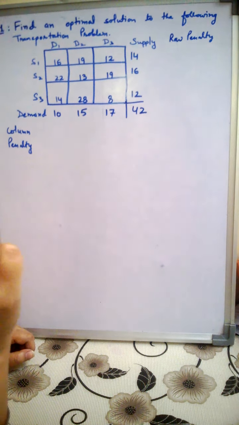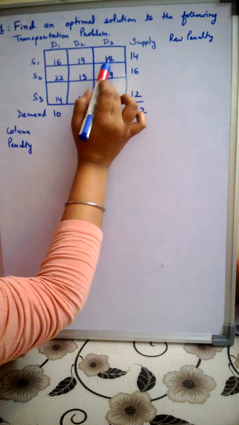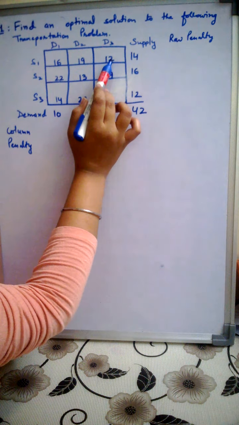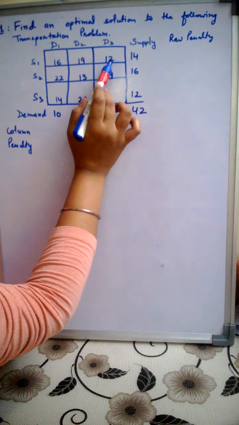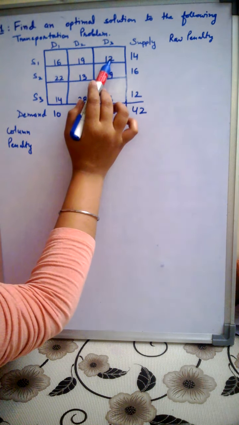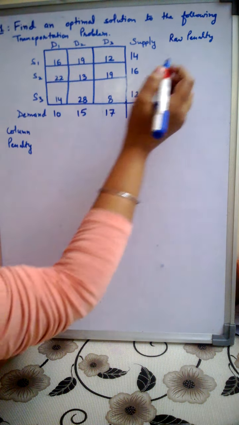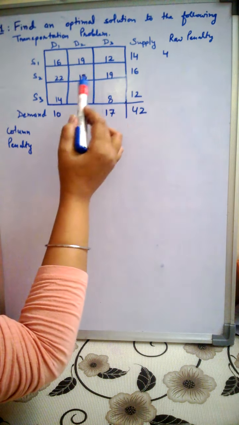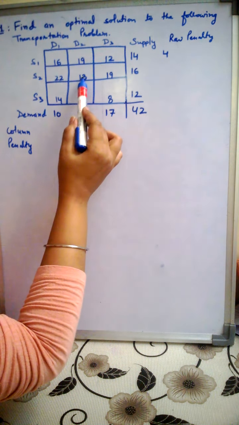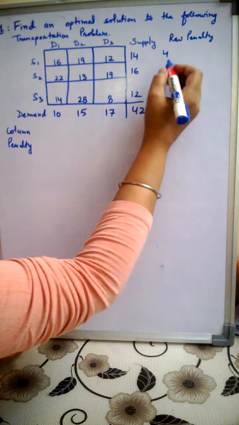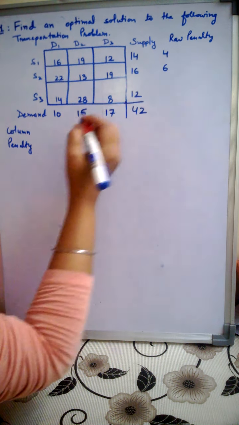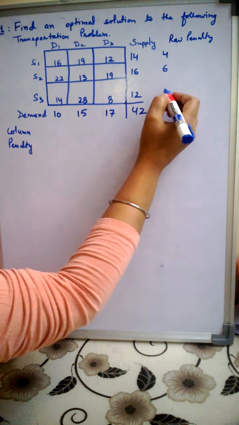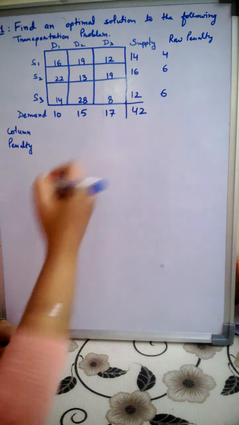For the first row, what will be the penalty? The way to find the penalty is we select the minimum element and the next element which is immediately greater than this minimum element. So the difference between 12 and 16 will be the row penalty here. For the second row, the minimum value is 13 and the value immediately greater than 13 is 19. The row penalty is 6. For the third row, the row penalty is the difference between 8 and 14, which is again 6.